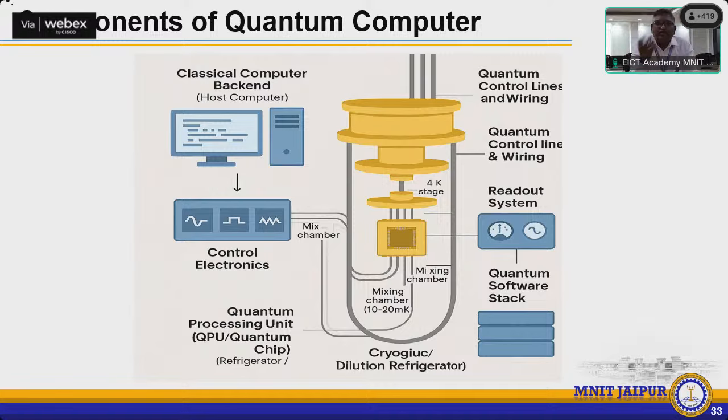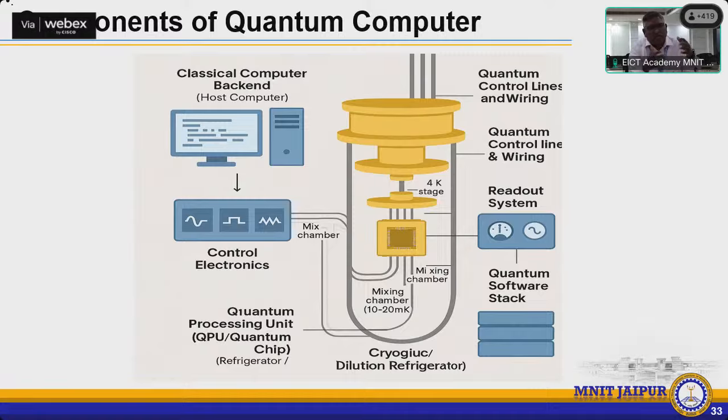So all the readout system, the quantum software stack, the control electronics, the classical computer backend which you are accessing from the cloud, they are all at room temperature. Only the temperature is maintained within that small thing, and it goes down actually from the top. Top is hot and then you go down, cool, and towards the last, you have the very cool thing. So maybe if you look at the left-hand side, you have the classical computer backend, which is a normal computer, right? Then the control electronics.